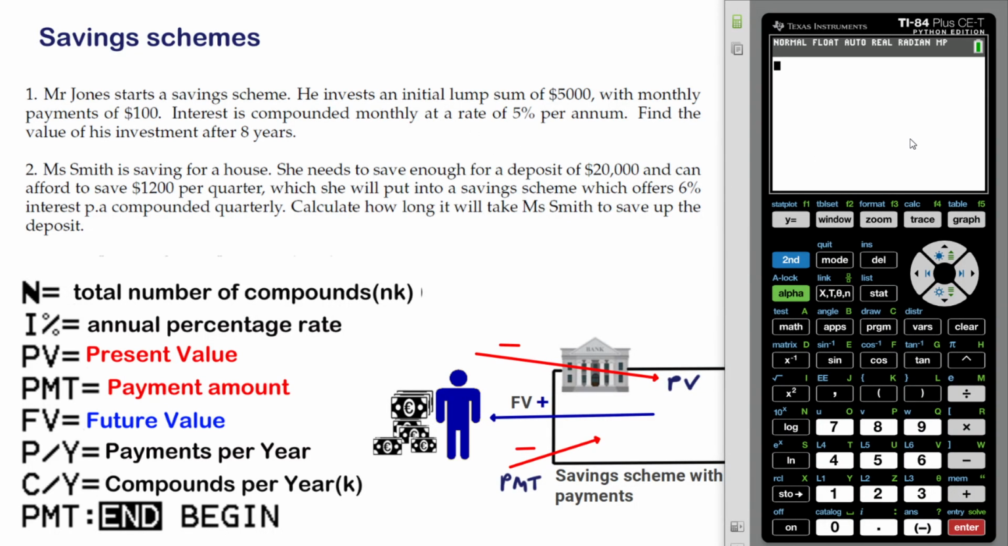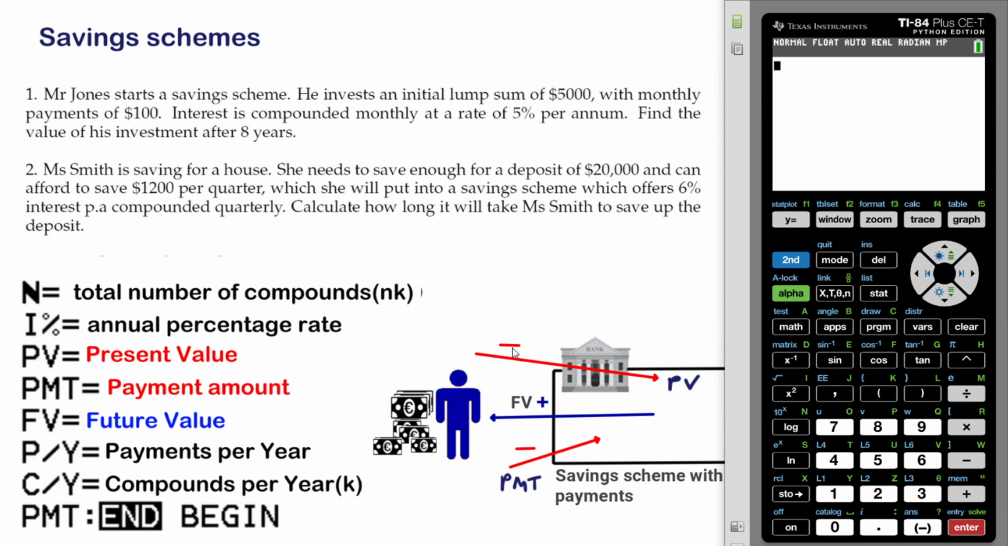Saving schemes. So with a savings scheme, there will be an initial lump sum put into the savings scheme. Sometimes there isn't, in which case it would be zero. But then you make these regular payments every month or every quarter or whatever, according to the question. And those go into the savings scheme. And then obviously you add all the compound interest and everything. And then eventually, at the very end, you get a payment.